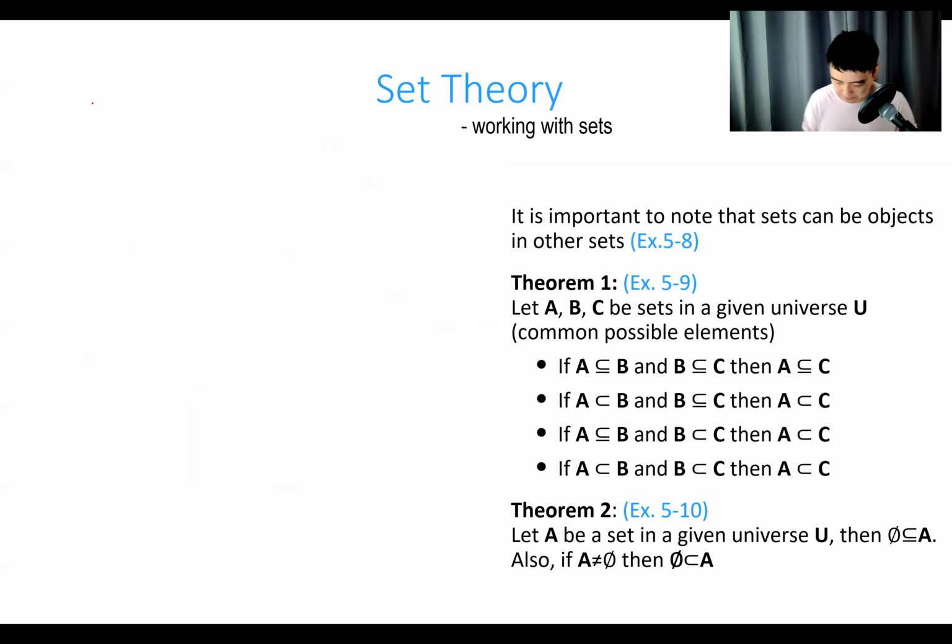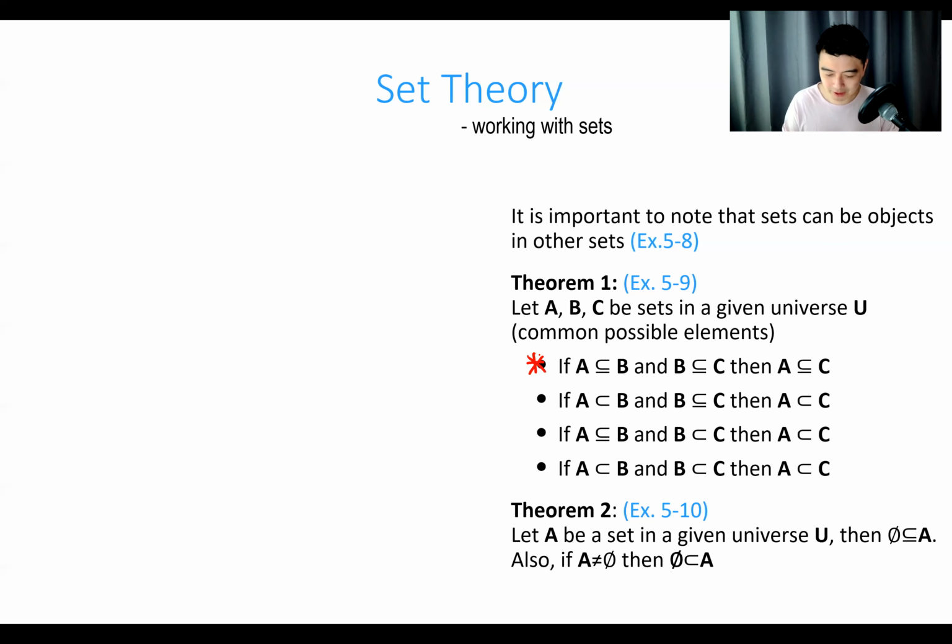So the first one is: let A, B, and C be sets in a given universe. So let's take a look at the first statement here. If A is a subset of B and B is a subset of C, then A is a subset of C. Okay, now we want to prove this. And just for a second, maybe intuitively, we can think whether or not this is true. So if everything in set A is also in set B, and everything in set B is also in set C, then surely everything in set A is in set C. Right? So intuitively, I hope that makes sense to you. But let's try to write this out.